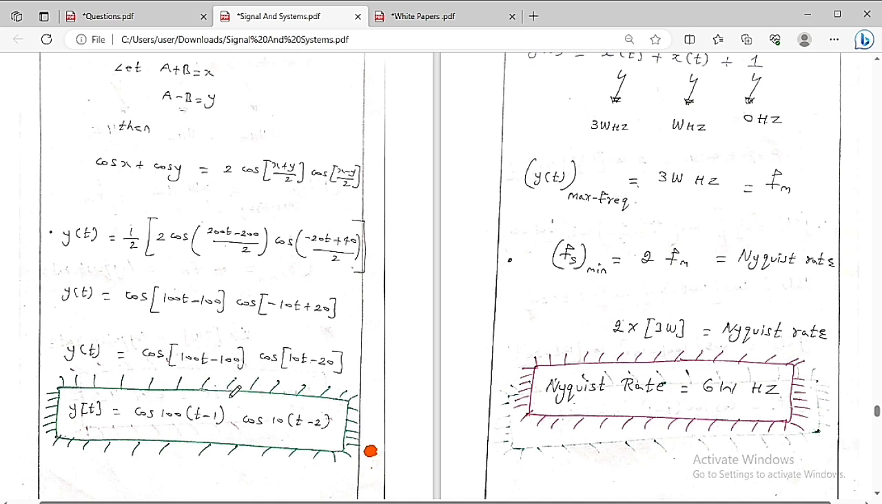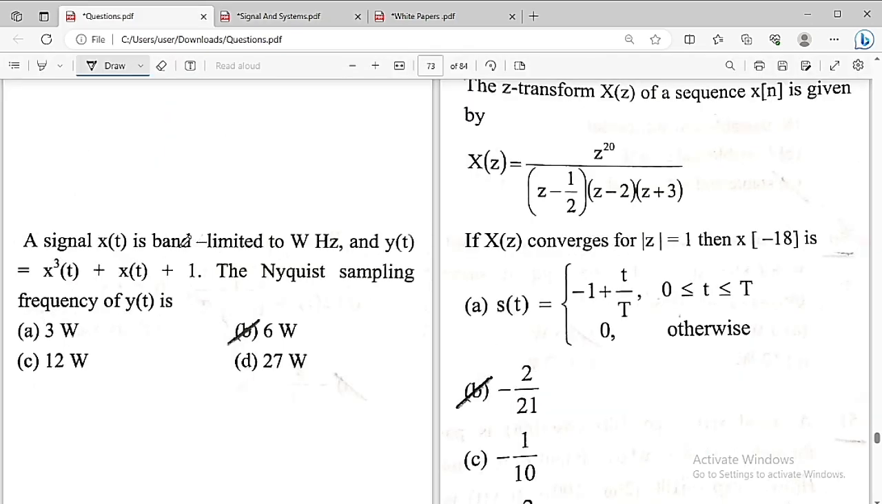So basically previously we have converted from multiplication to addition and now we have converted from addition to multiplication. So this is the correct solution of this question. Now we are going to solve another question.